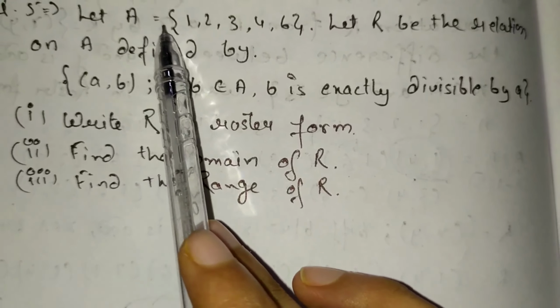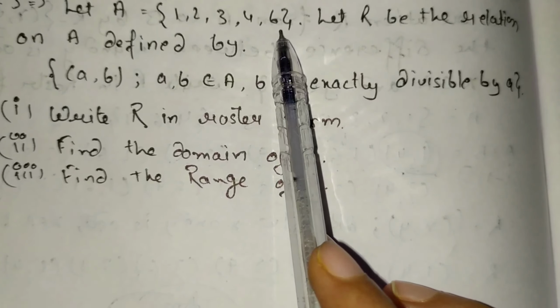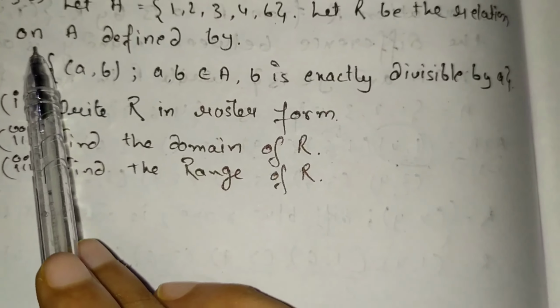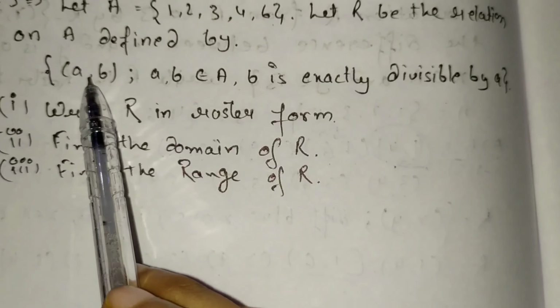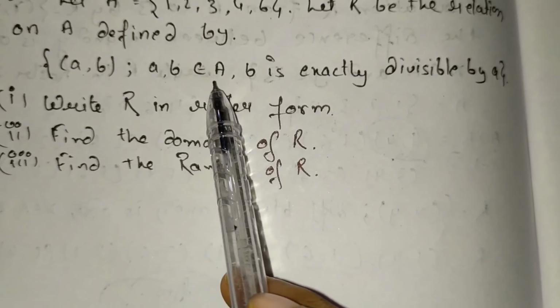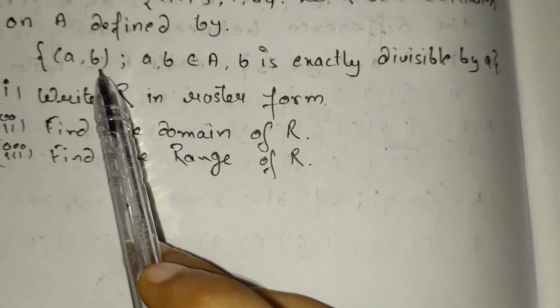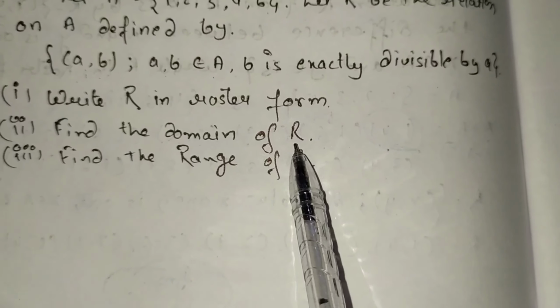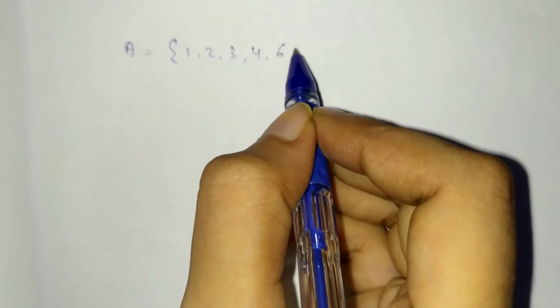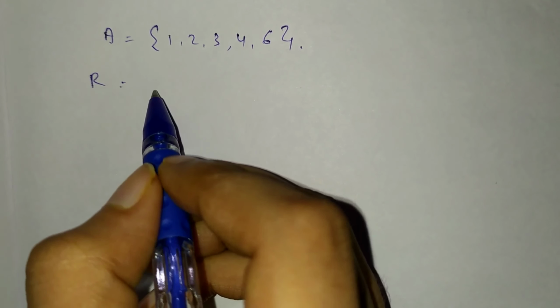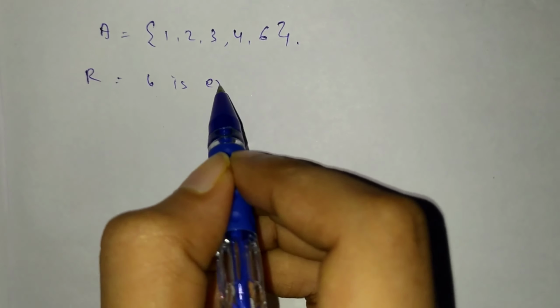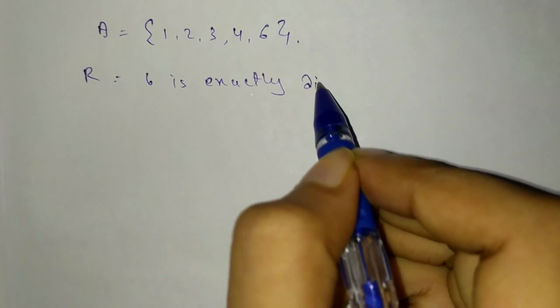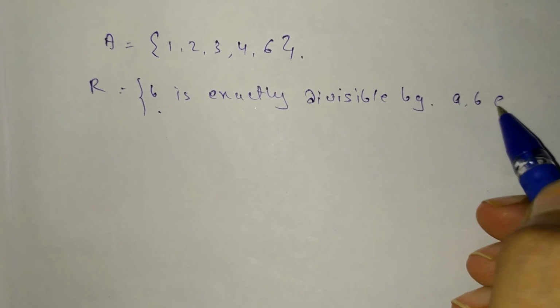Question 5. Let set A having elements 1, 2, 3, 4, 6 and R be the relation on A defined by two elements a, b, where a, b belongs to A and b is exactly divisible by a. Write R in roster form. Find the domain of R and range of R. So in this question we have set A having elements 1, 2, 3, 4, 6 and relation R, where b is exactly divisible by a, where a, b belongs to A.